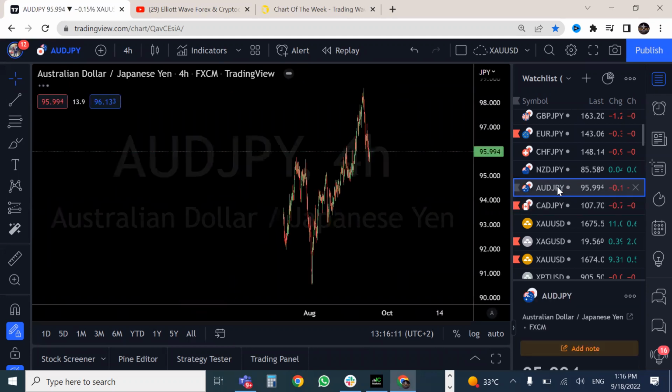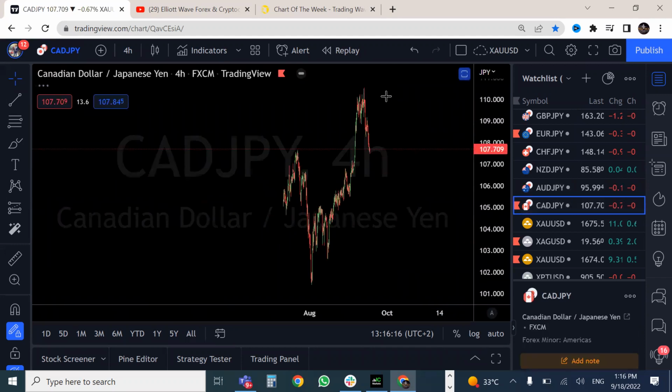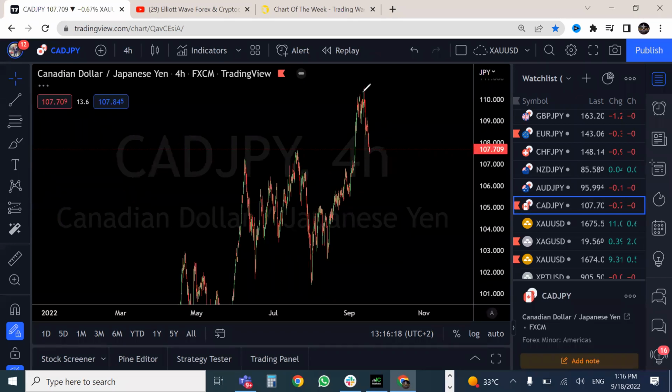So this is AUD yen, CAD yen. So all the yen pairs have made these moves to the downside. Are they just going to push up from there? So we can get these zigzag corrective structures. So just wait and see what corrective structures the yen pairs are going to make into the new week.